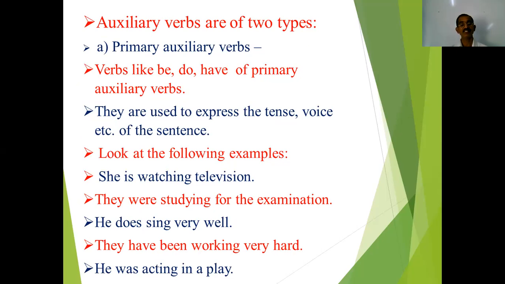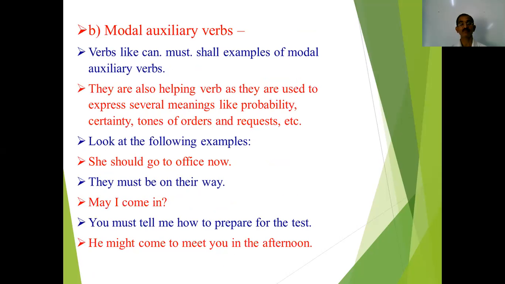In the first sentence, she is watching the television. Here, is is the helping verb. Second sentence, they were studying for the examination. Where is the helping verb? Were. In the third sentence, he does sing very well. Does is the helping verb. Fourth sentence, they have been working very hard. Have is the helping verb. And in the last sentence, he was acting in a play. Was is the helping verb.